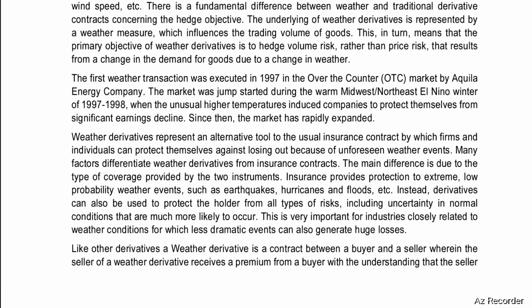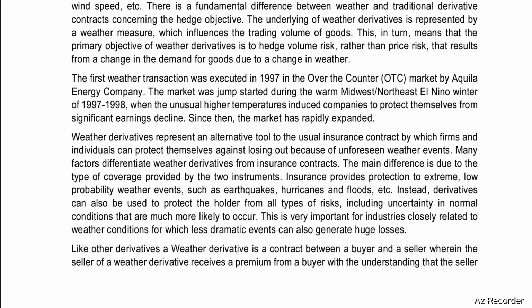Many factors differentiate weather derivatives from insurance contracts. The main difference is due to the type of coverage provided by the two instruments. Insurance provides protection against extreme low probability weather events such as earthquakes, hurricanes, and floods, etc. Instead, derivatives can also be used to protect the holders from all types of risks, including uncertainty in normal conditions that are much more likely to occur. This is very important for industries closely related to the weather conditions, for which less dramatic events can also generate huge losses.